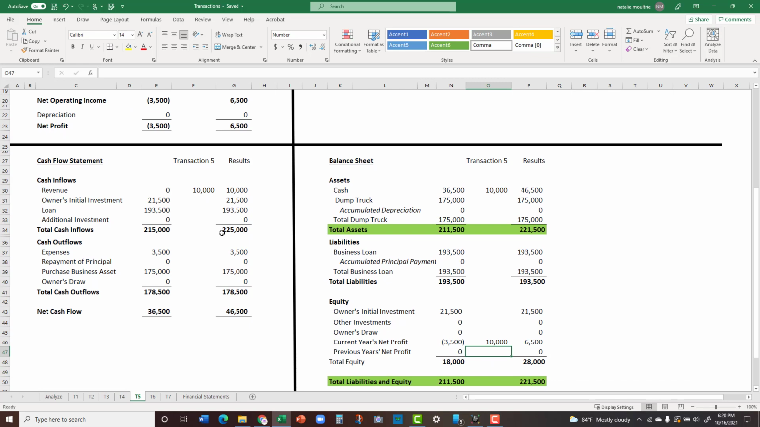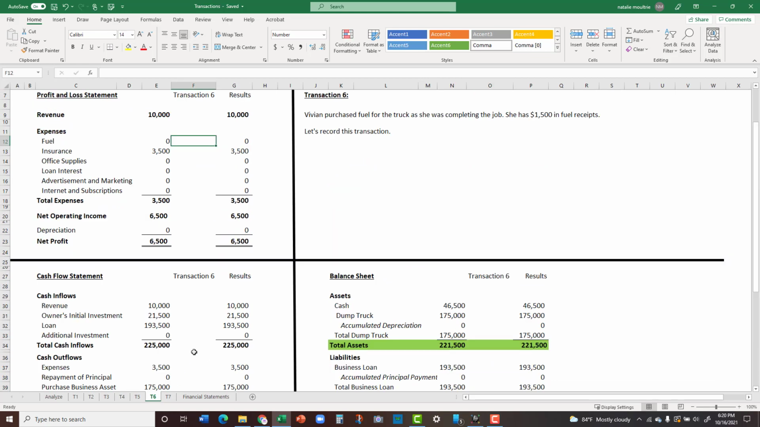All right, so let's take a look at transaction 6. Vivian purchased fuel for the truck as she was completing the job. She has $1,500 in fuel receipts. Let's record this transaction. All right, so how does that impact our profit and loss statement? There's an increase in fuel expense of $1,500. All right, so we had an increase in expenses, which decreased our net profit from $6,500 down to $5,000.